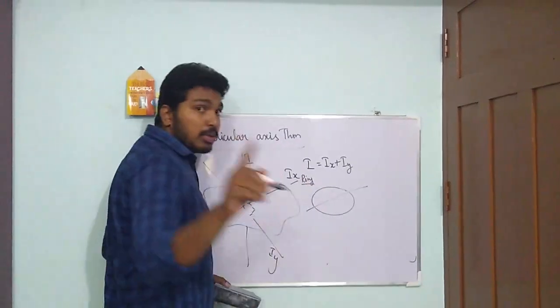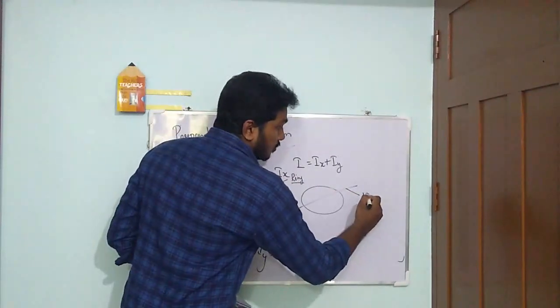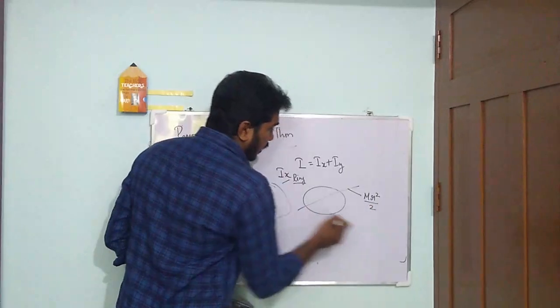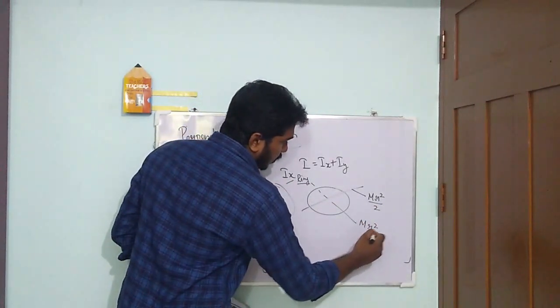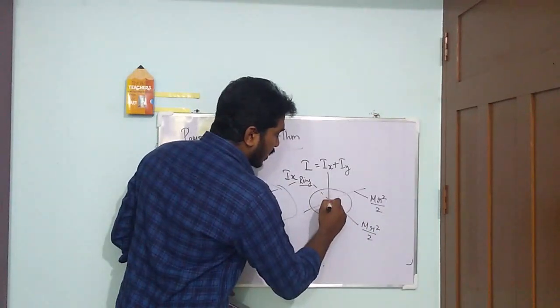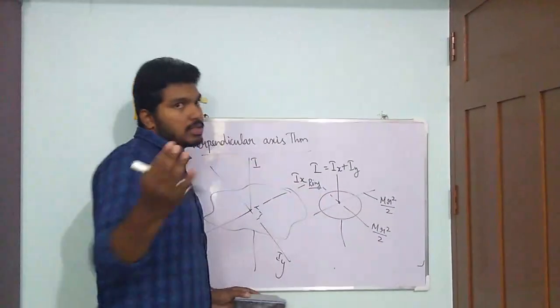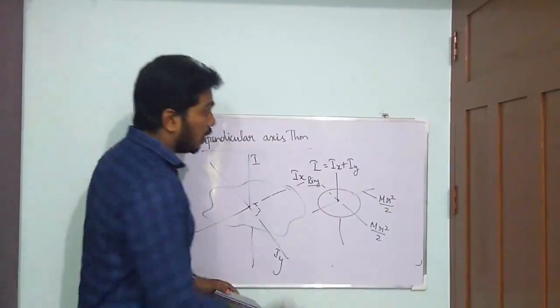Along the diameter, what is the moment of inertia of a ring? MR square by 2, right? And drawing another diameter here, this is also MR square by 2, right? You need to find out this axis. Suppose you don't know this axis moment of inertia. How do you find out?